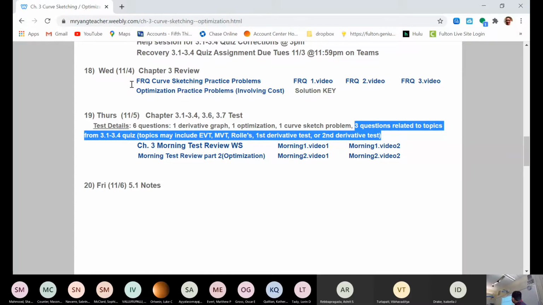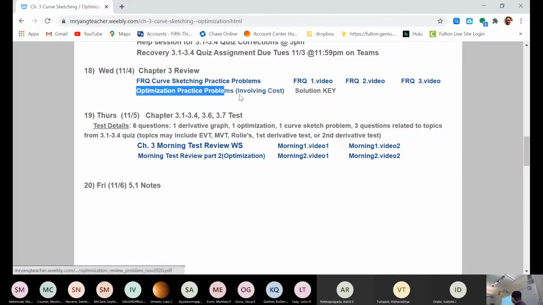Today we're going to go over some curve sketch problems. We'll go over some optimization problems, but specifically involving cost. These are the ones that are a little bit longer, so I want to make sure that you guys see that. It'll be one of the optimization problems that we've seen up to this point, so I want you to be prepared for any of them. Definitely take some time to gather your information and your worksheets, as well as to be familiar with each of the types of problems. But today we're going to focus on the cost type.